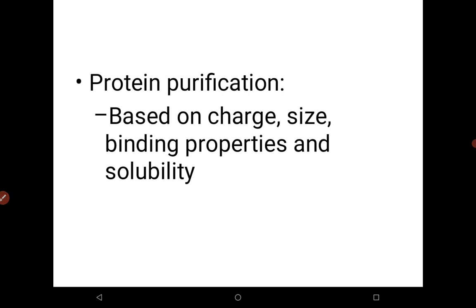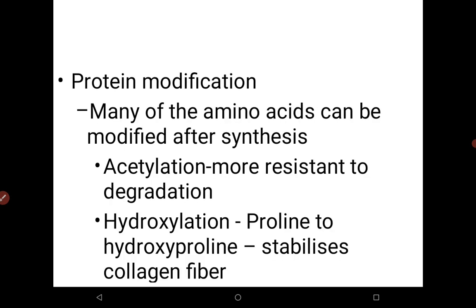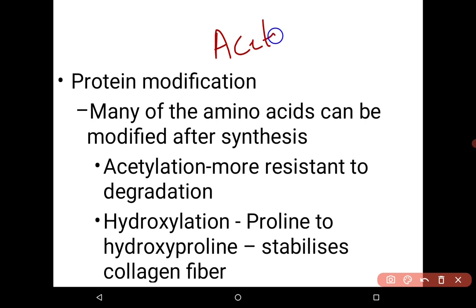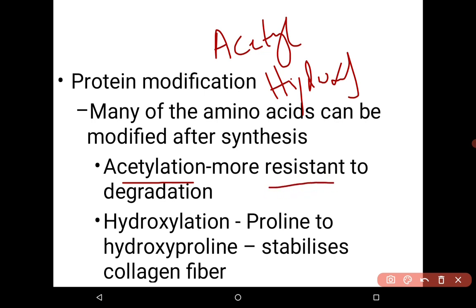Protein purification. Protein can be purified based on charge, size, binding properties, and solubility. Then protein modification. This is where a protein is modified after it's been synthesized, and this occurs through addition of either an acetyl group or a hydroxyl group. For example, when an acetyl group is added, the process is called acetylation, and such proteins, after they are modified in that way, become more resistant to degradation.